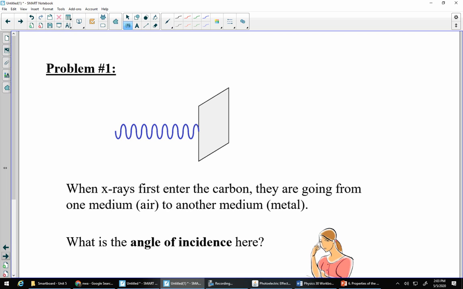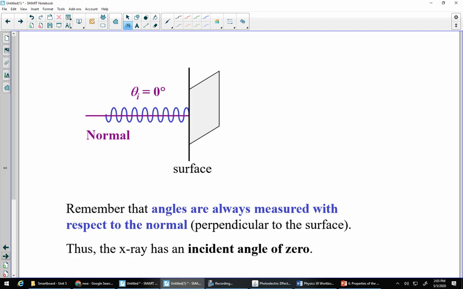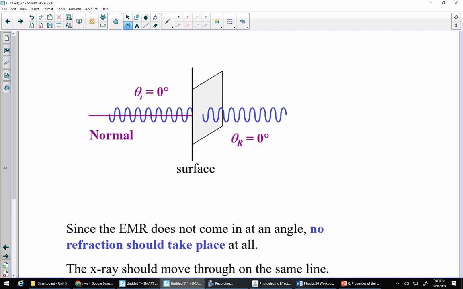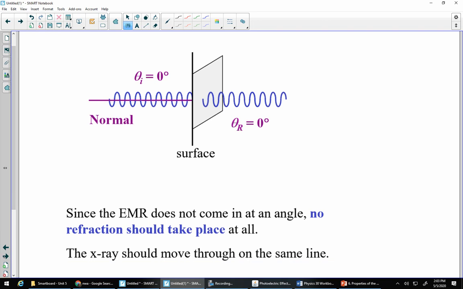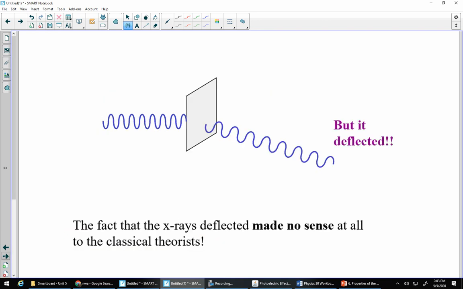So the first problem was, well, the X-ray is entering the carbon. What's the angle of incidence here? If I draw a normal line down the middle here, the angle of incidence, theta i, is equal to 0. And you may remember from Unit 4 that when the incident angle is equal to 0, the refracted angle should also be equal to 0. So it should just pass straight on through, with no deflection whatsoever. But clearly it was deflected, right? That doesn't make any sense when we're talking about waves passing from one medium into another.